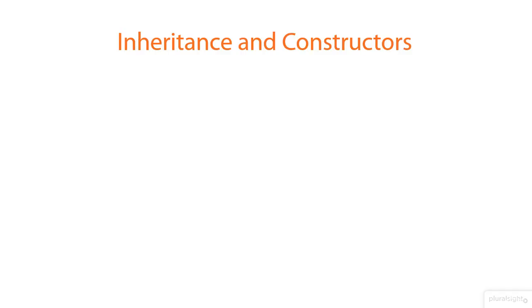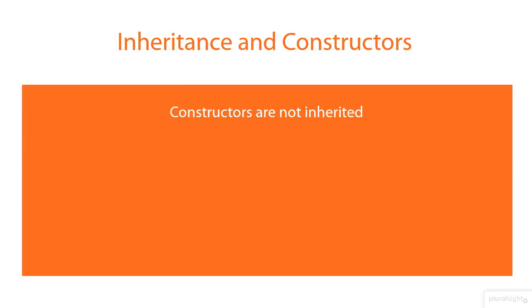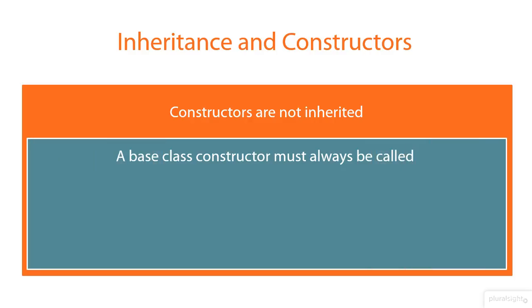An issue that's very important to understand as we look at the idea of inheriting one class from another is that in Java, constructors are not inherited. Each class is responsible for defining its own constructors. A derived class, though, must always call one of the base class constructors.